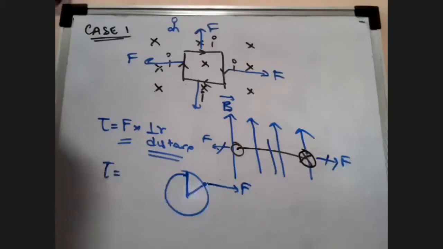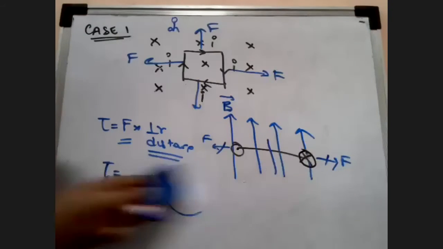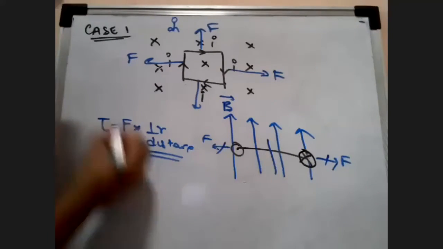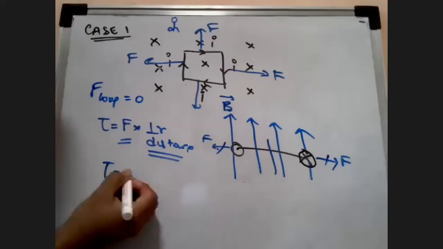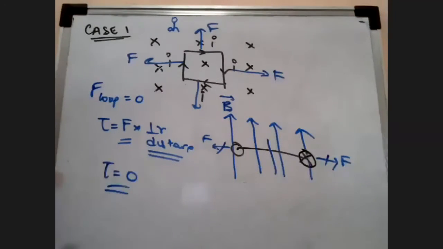This becomes my perpendicular distance. Force into perpendicular distance will give me some torque. But students, here there is no perpendicular distance at all with respect to force. So I can say that force in a loop is anyway zero, and torque also is going to be zero. But this is case one, students.